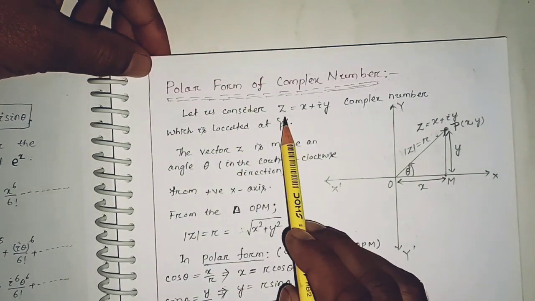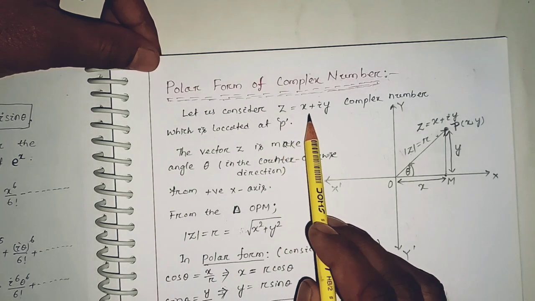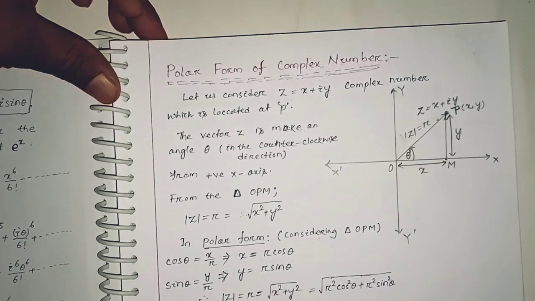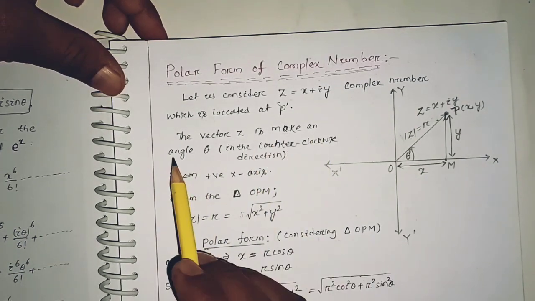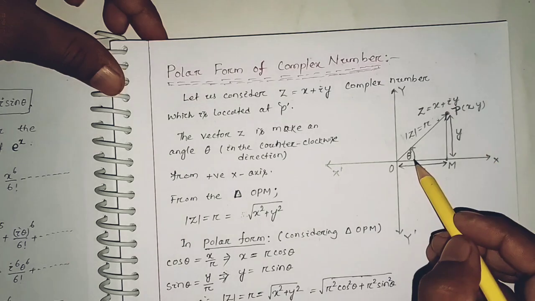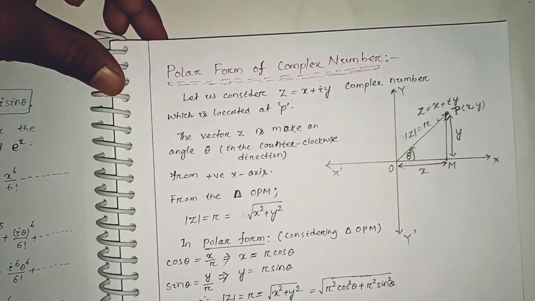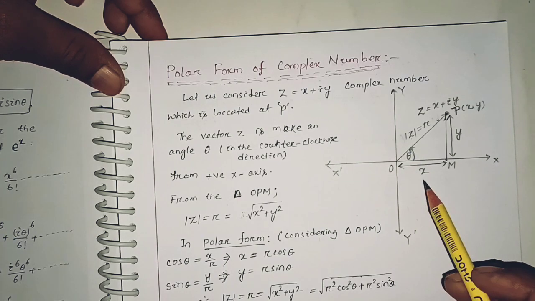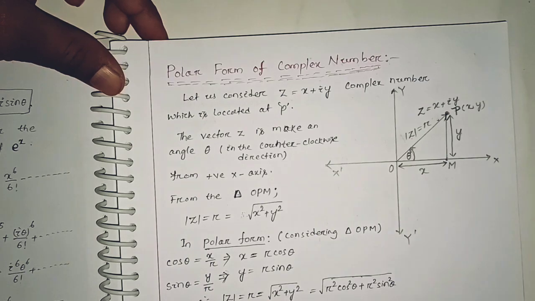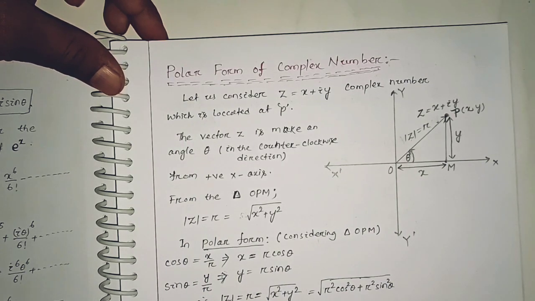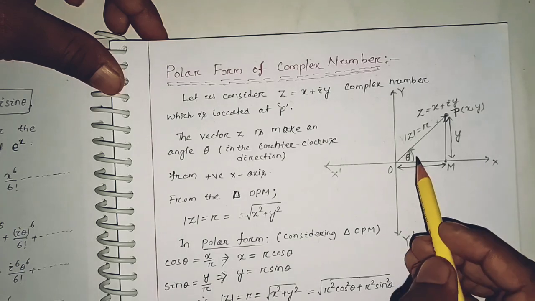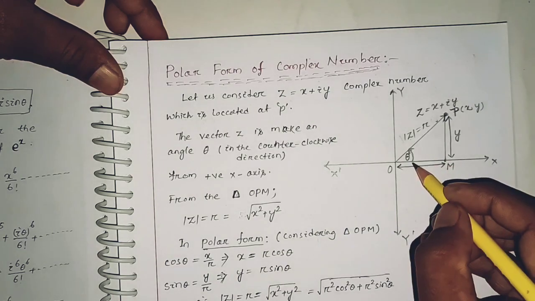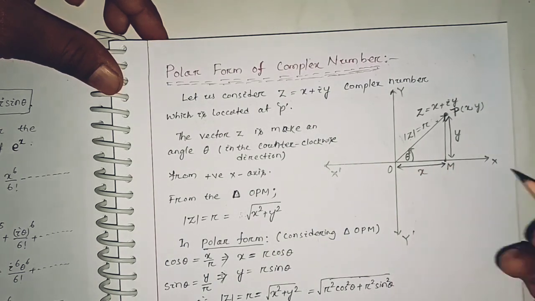For that, consider a complex number z equal to x plus iy, which is located at point P. The vector z makes an angle theta in the counterclockwise direction. Counterclockwise means we have to consider it as plus theta. If we consider a clockwise angle, then it will be minus theta, but we are going to discuss that later. You have to remember, whenever we consider a counterclockwise angle, we take it as plus, and when we consider a clockwise angle, it will be minus.